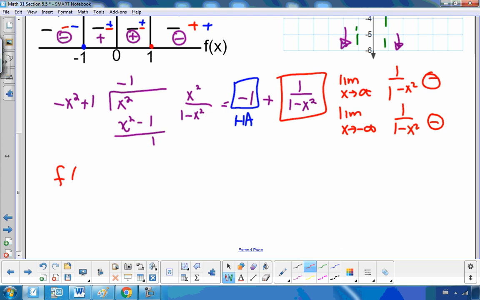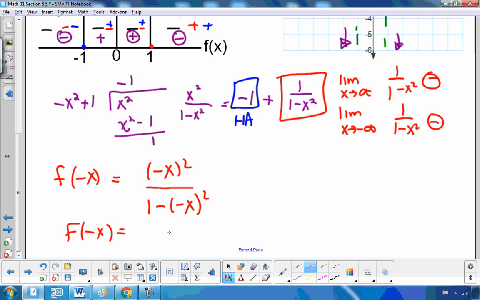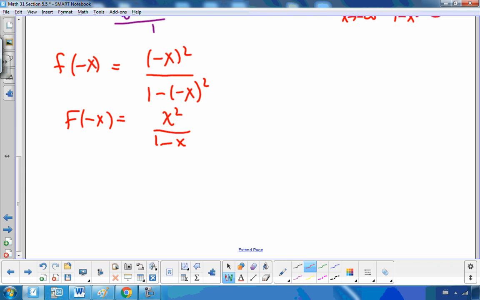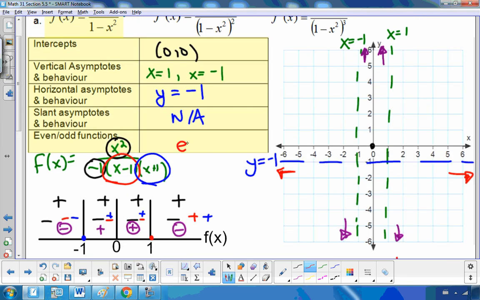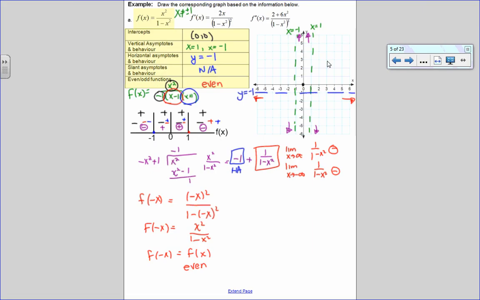So if I have f of negative x, I have negative x squared over 1 minus negative x all squared. So f of negative x is equal to x squared over 1 minus x squared. Well, that's just f of x. So since f of negative x equals f of x, my function is an even function, which tells me it's symmetrical about the y-axis. So look at all of that work, and I'm only in the original function.